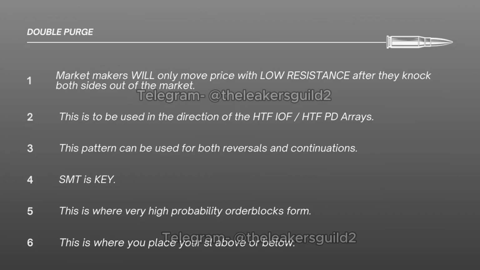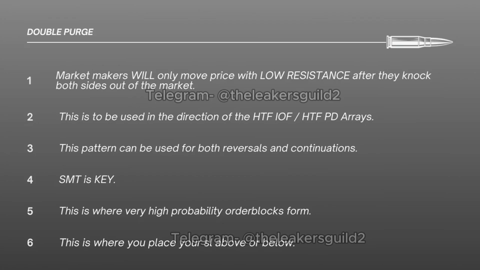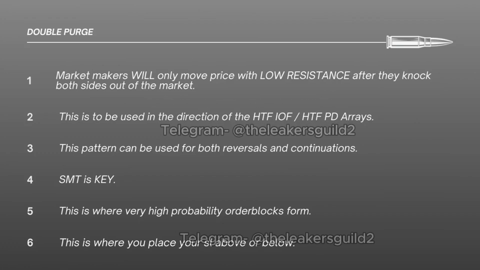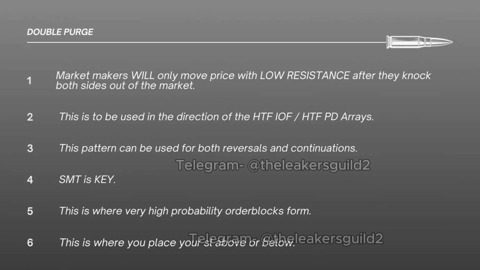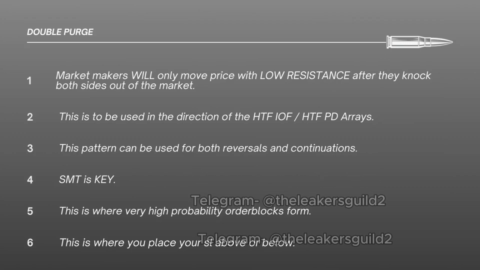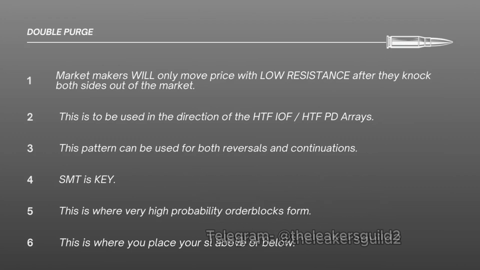The most important part here is SMT. We really want to spot that SMT to make it high probability. Because why? This is where the very high probability order blocks form. And if we know what a high probability order block is, we also know where to put our stop loss, above or below.